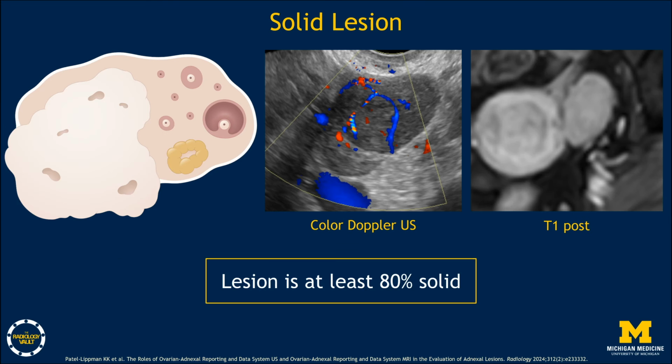And the definition of a solid lesion is a lesion that is at least 80% solid. On the middle image here of the ultrasound, we see a well-circumscribed hypoechoic lesion with internal vascularity. And on our post-contrast imaging, we can see it is homogeneously enhancing. This ended up being a fibrothecoma.